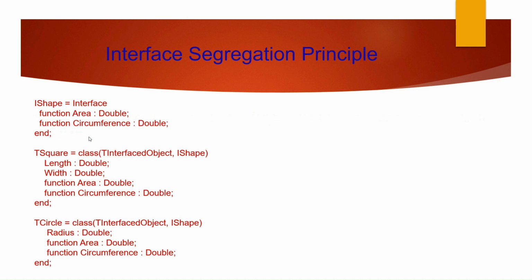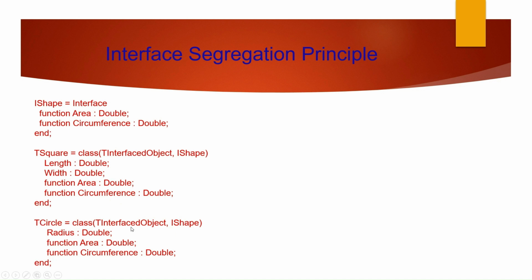Let's take one example here. I have created one IShape interface, and two methods I have created here, Area and Circumference. Now here is my TSquare class and I'm inheriting the IShape interface into my class. What will happen? I need to give the area and circumference functions to our square class. We have to write and define them.